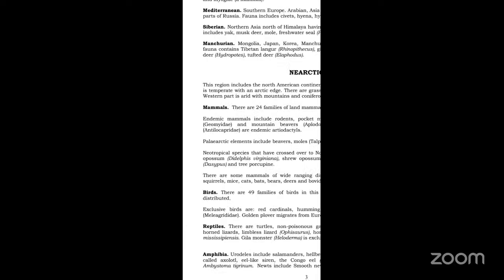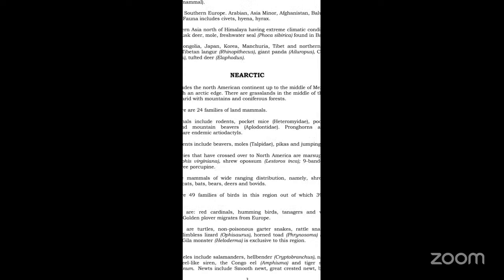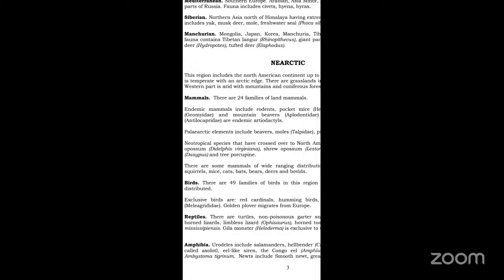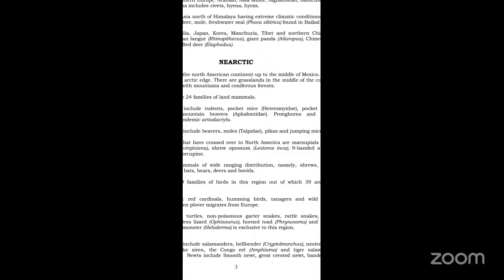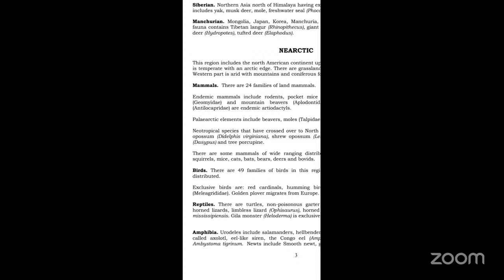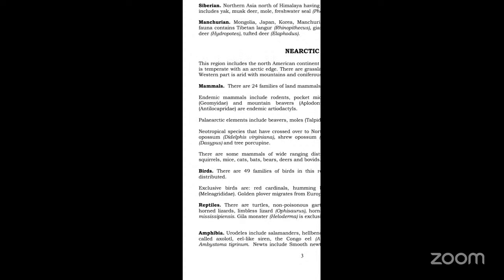Now, apart from this, they also have beavers, moles, pikas, as well as the jumping mice. Then the neotropical species that have crossed over to North America are the marsupials. Now, the marsupials are also there, like opossum you have, shrew opossum, as well as the nine-banded armadillo, also tree marsupial. So these are also included in this. Then there are some other mammals which are present over here, namely shrews, rabbits, squirrels, mice, cats, bats, deer, as well as the bovids. So these are some of the mammals that are found in this particular region, that is the Nearctic region.